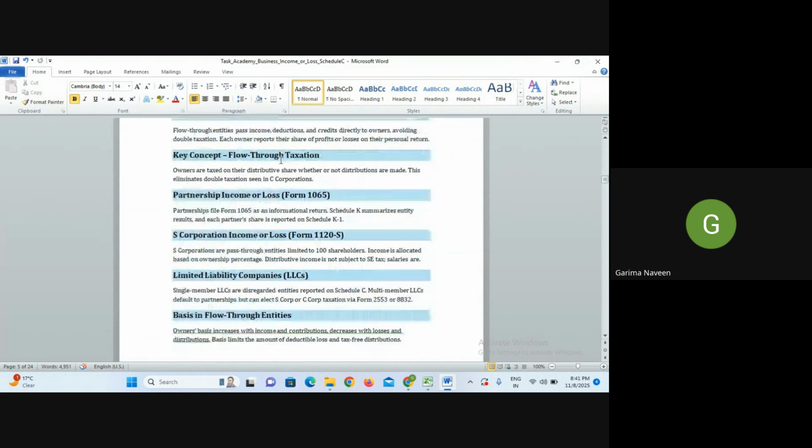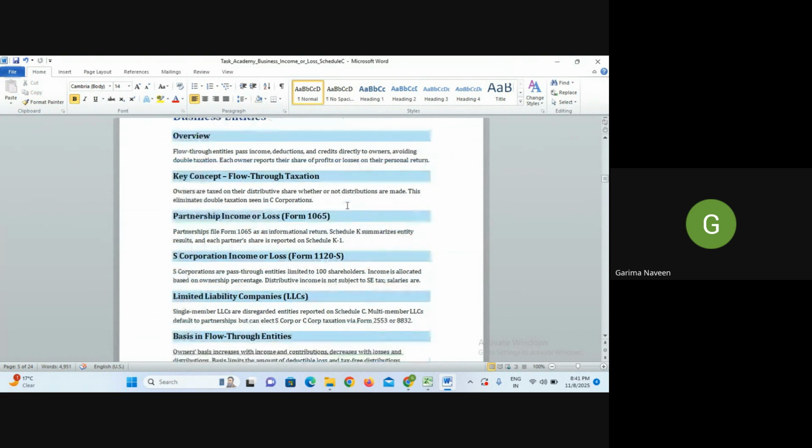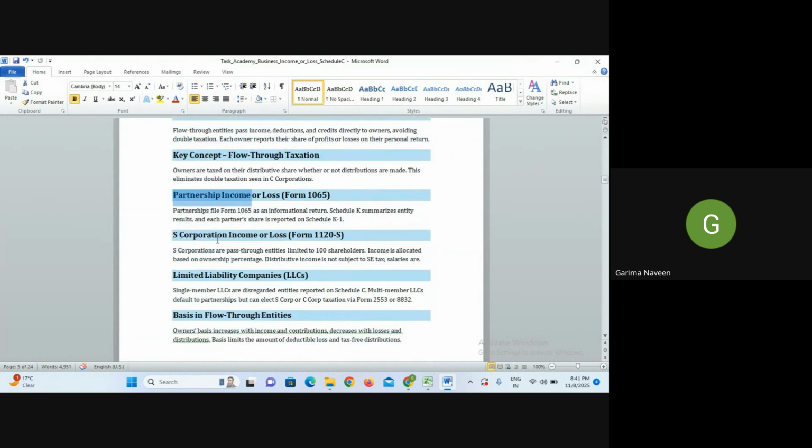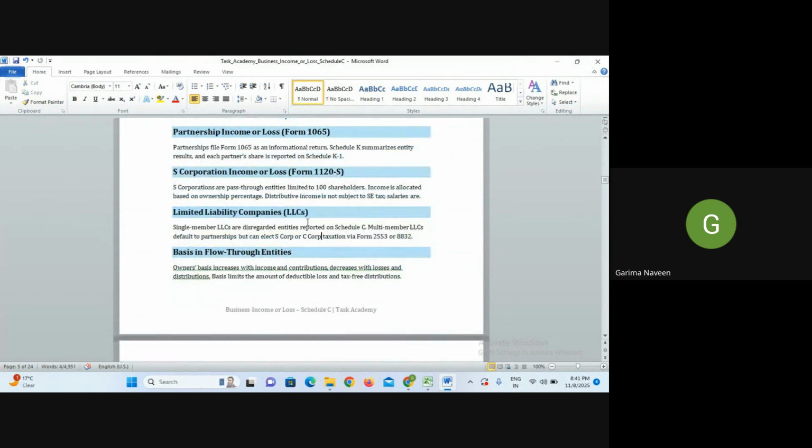Okay. So now if you have certain income or loss from flow through entities, then it is also reported in your Form 1040. So what are flow through entities? Basically those entities which do not pay taxes at the entity level. All their income and losses flow through to their shareholders' returns. For example, partnerships, S corporations, limited liability companies.